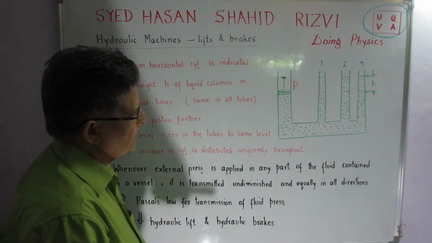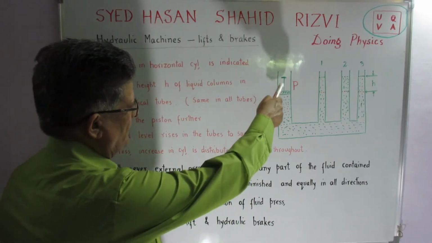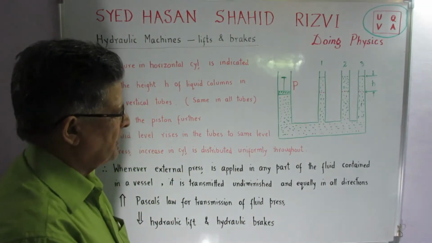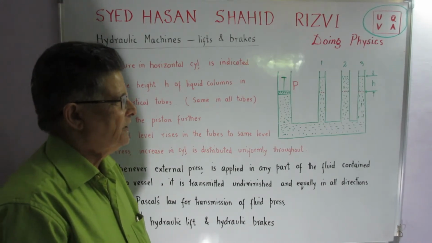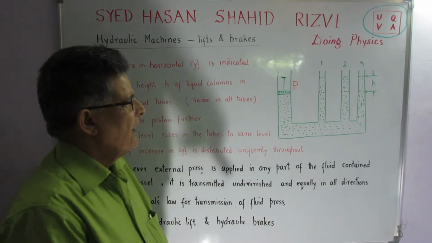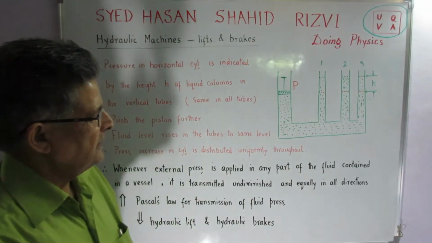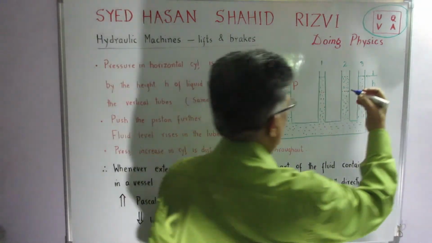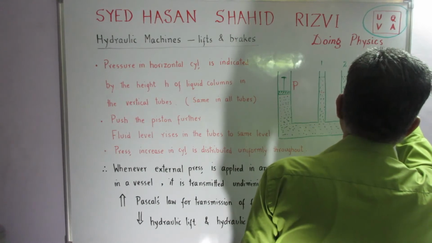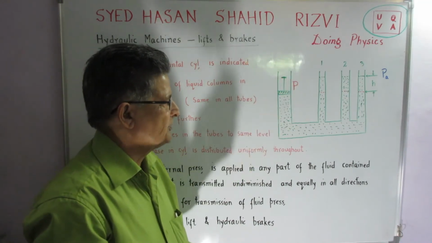Now, if you look at this simple arrangement, there is a vessel which has a wide tube with a piston, and there are three tubes just like that, maybe of various areas of cross section or maybe of the same, it doesn't matter. Initially the liquid level is the same all over, and all of them are at atmospheric pressure PA.